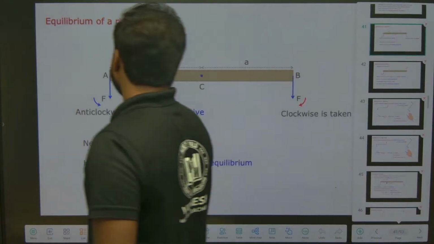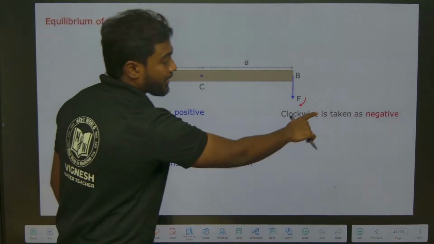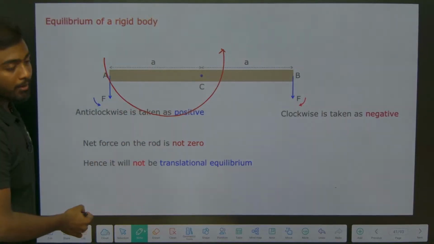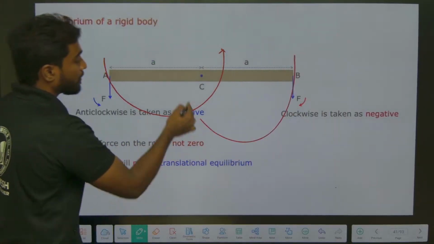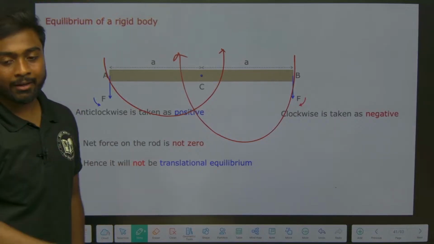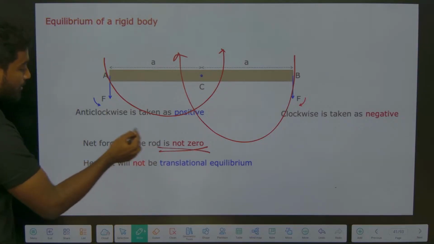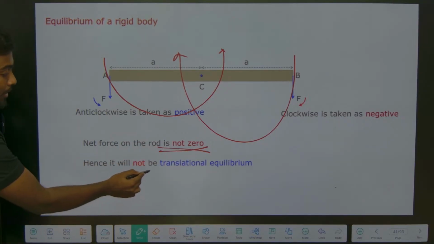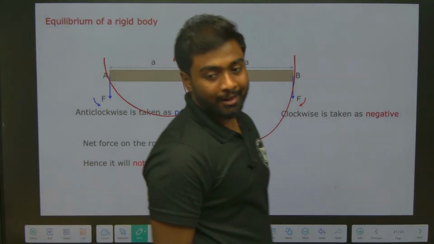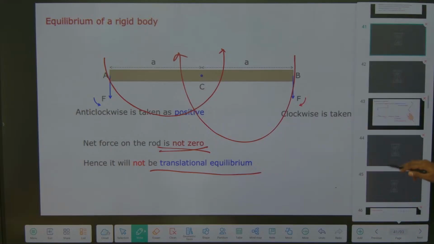So if you see here, anti-clockwise is taken as positive, clockwise is taken as negative. Anti-clockwise in the sense we will go in this direction, and clockwise in the sense we will come in this direction. So net force on the rod is not 0, which means it is not in translation equilibrium. So the object is moving.